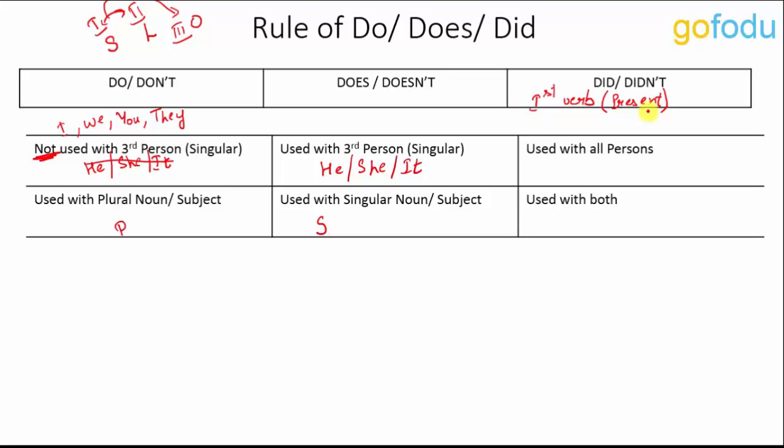Please note it down that with did, only and only the first form of verb will be used. That is the present form of verb will be used. What exactly is the present form of verb? We'll explain it to you in a few minutes. Okay, let's see some examples first.